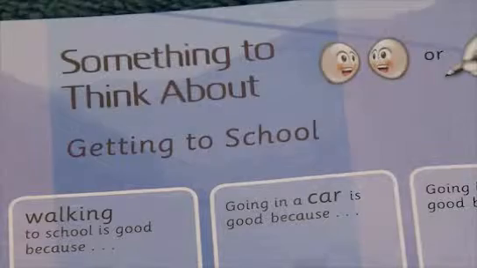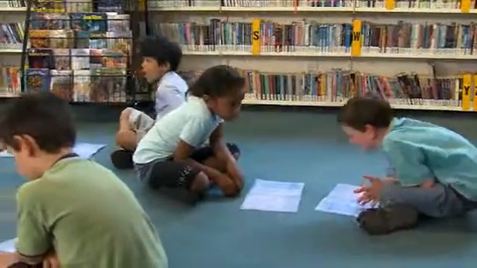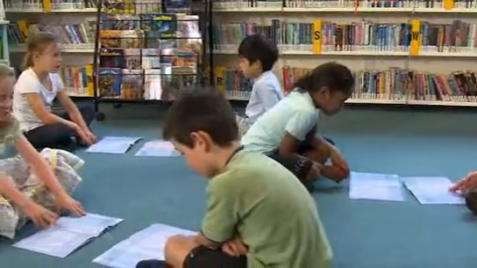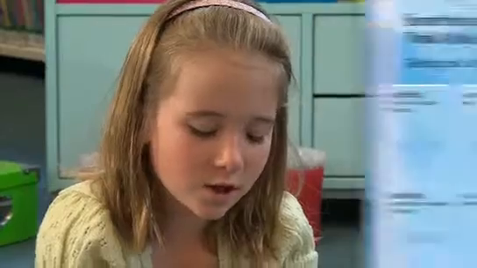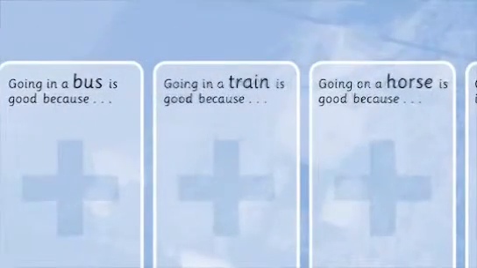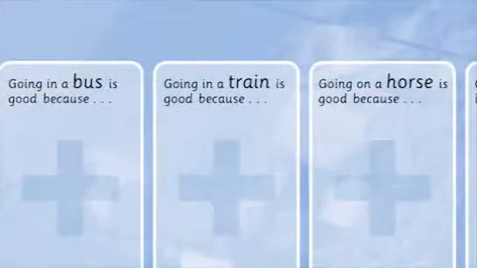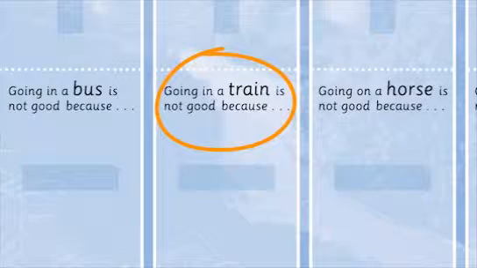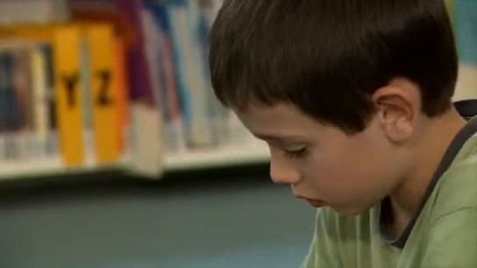All books have a something to think about page or a retell the story page. Walking to school is good because you get lots of exercise. Going in a train is good because you get to look outside where you're going and you get to chat with your friends. Going in a train is not good because it's all noisy every time.